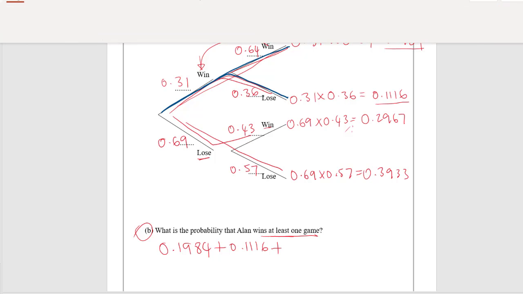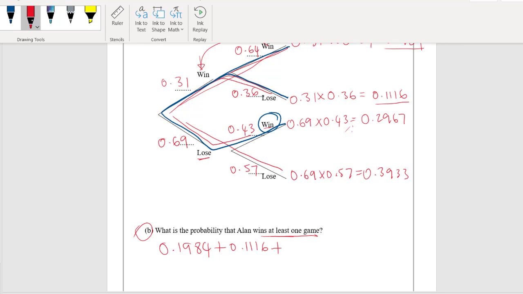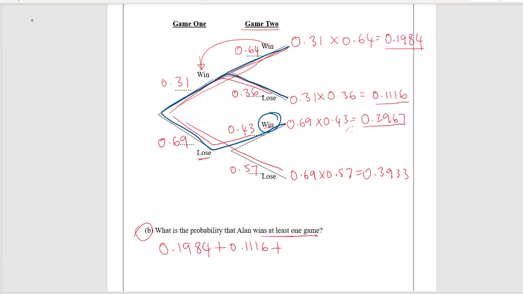So we're looking at this. So we got lose and win. So if he's winning at least one of them, therefore it will count as winning at least one. So that would be 0.2967. Now if you add them all up together, the reason we're not looking at lose and lose is because he's not winning at least one here. So let's add them all three up, and that will give us the probability of him winning at least one game, which is 0.6067, and that's the answer for this one.